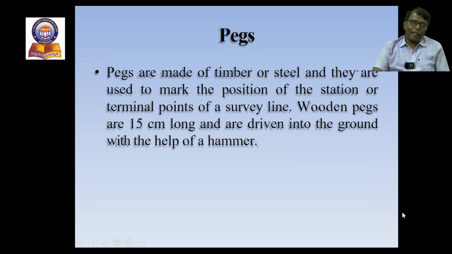Pegs. For marking the stations, generally pegs are used. Permanent marking of stations can be done by using the pegs. Pegs are made up of timber or steel and they are used to mark the position of the station or terminal points of a survey line. Wooden pegs are 15 centimeters long and are driven into the ground with the help of a hammer or mallet.